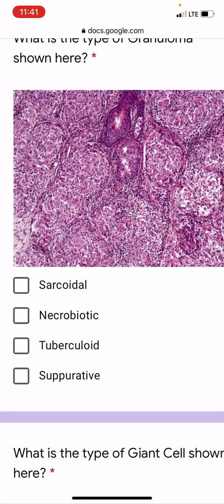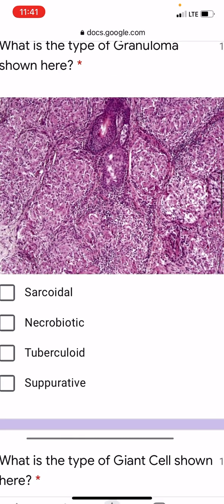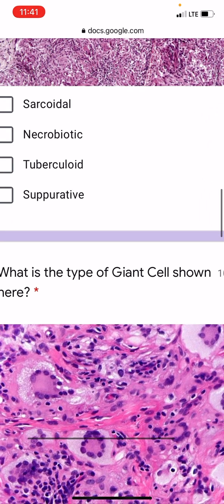Necrobiotic granuloma is usually synonymous with palisading granuloma, and the examples of this are granuloma annulare and necrobiosis lipoidica. Tuberculoid granuloma is a different type of granuloma wherein there are numerous lymphocytes and a lesser number of histiocytes, often with or without caseation type necrosis. Suppurative granuloma, there should be neutrophils, and we'll explain that later on.